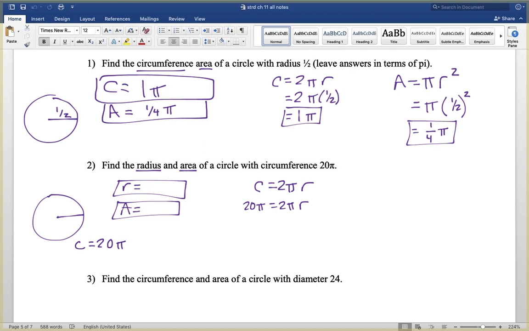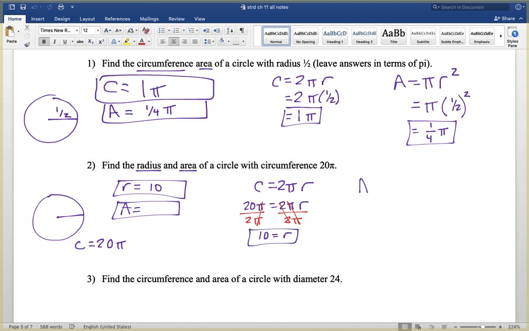That 2 pi r means 2 times pi times r, so we're going to undo the times by dividing. So I'm going to divide both sides by 2 pi. Then it'll cancel right out. On the other side, it cancels out the pi, but it leaves 20 divided by 2, which is 10. So we find our radius is 10.